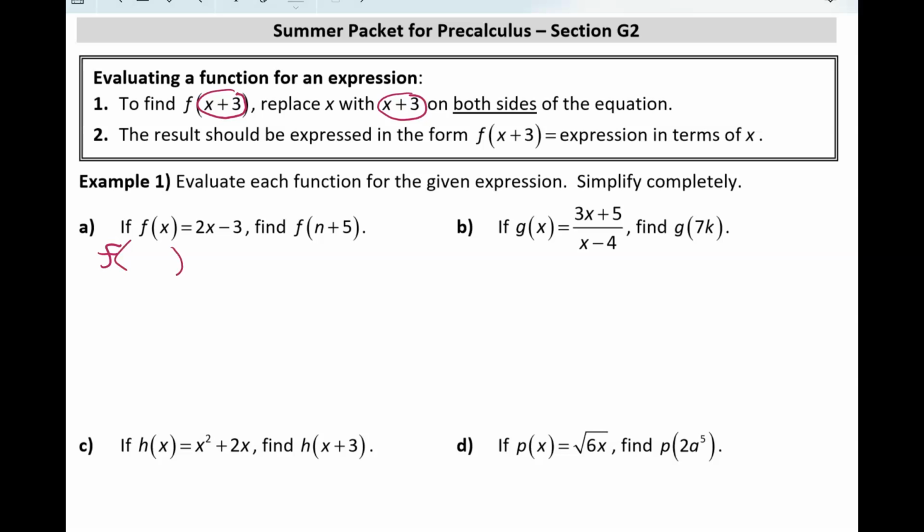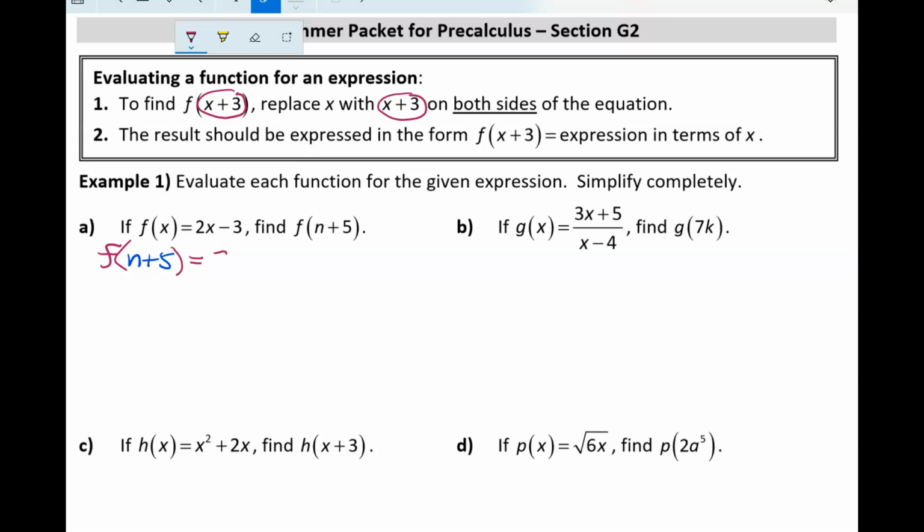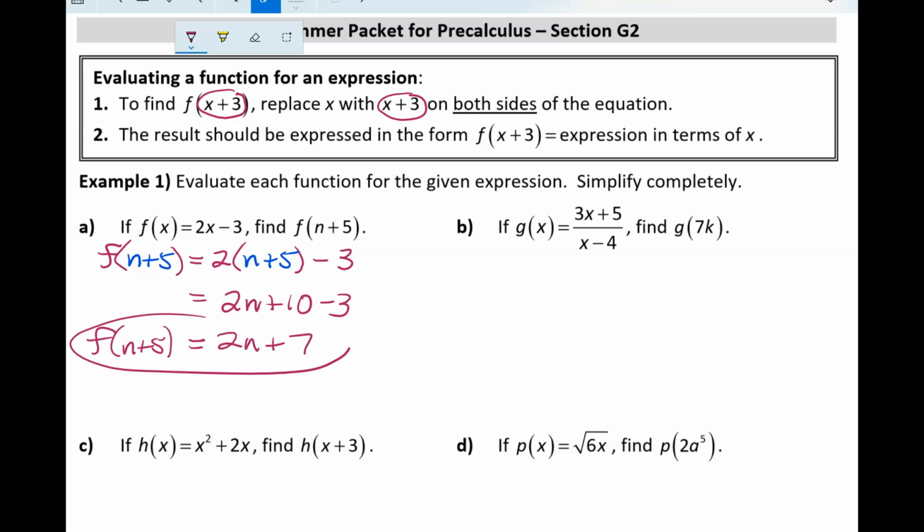So we're asked to find f of n plus 5. Since I replaced the x with n plus 5 on the left side of the equation, I'm just going to replace the x with n plus 5 on the right side of the equation. And we'll simplify that. That's 2n plus 10 minus 3. And so f of n plus 5 is 2n plus 7 when we combine like terms.